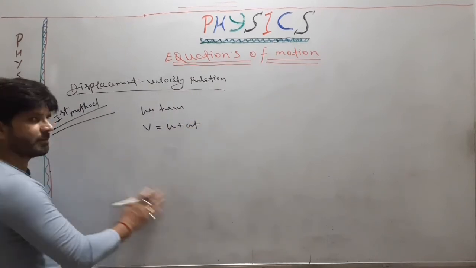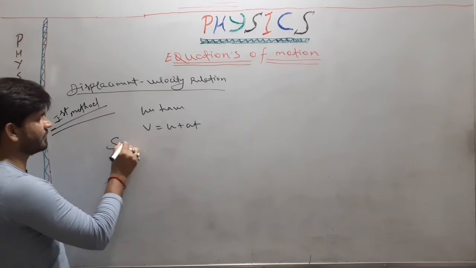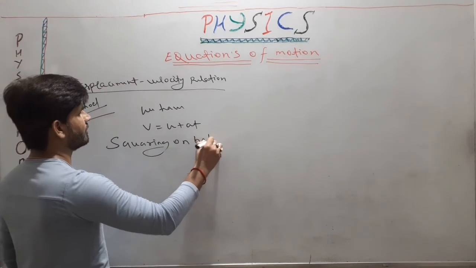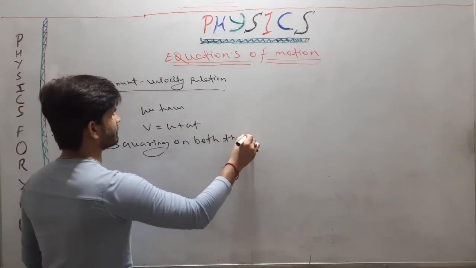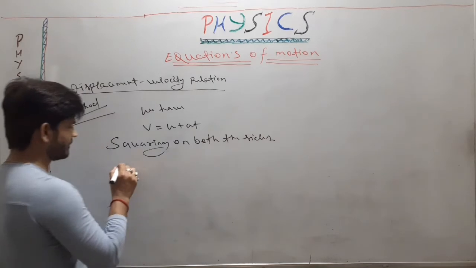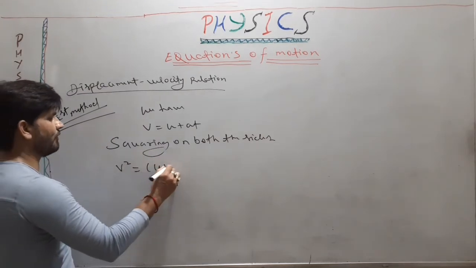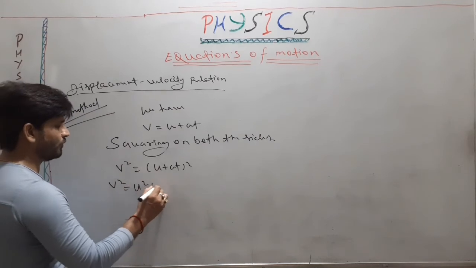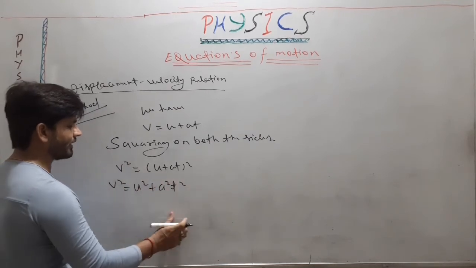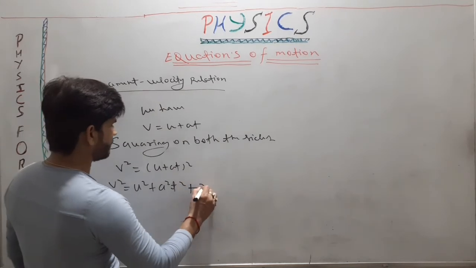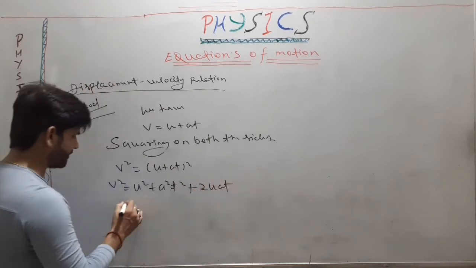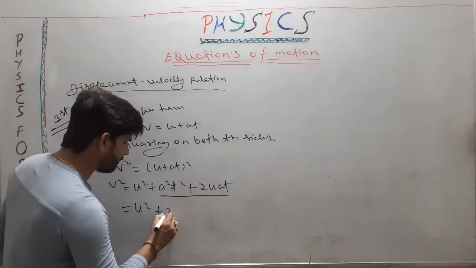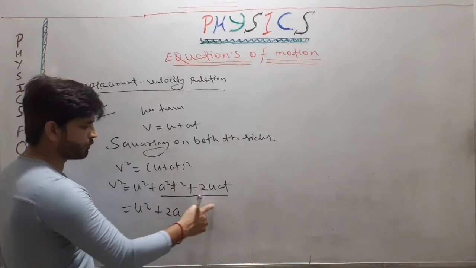Okay. Let me square it on both the sides. Squaring on both the sides, then it is v square and here u plus at whole square. By opening this, v square equals to u square plus a square t square and 2u at. So first term is similar. Now we take 2a as a common in these two terms.